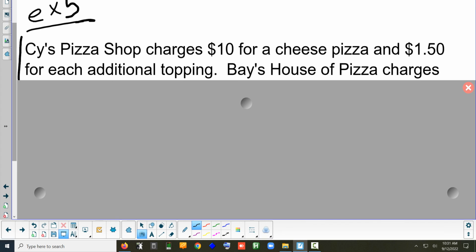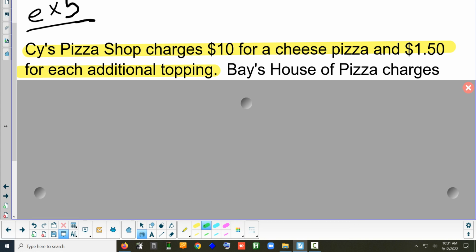So what I'll do is I'm going to highlight that in yellow. Size Pizza Shop charges $10 for a cheese pizza and $1.50 per topping. Yes. Yeah, you'll have to write this one down. Usually, I print it, but I forgot to print it. I think it's only 3 sentences. So that's the first one.